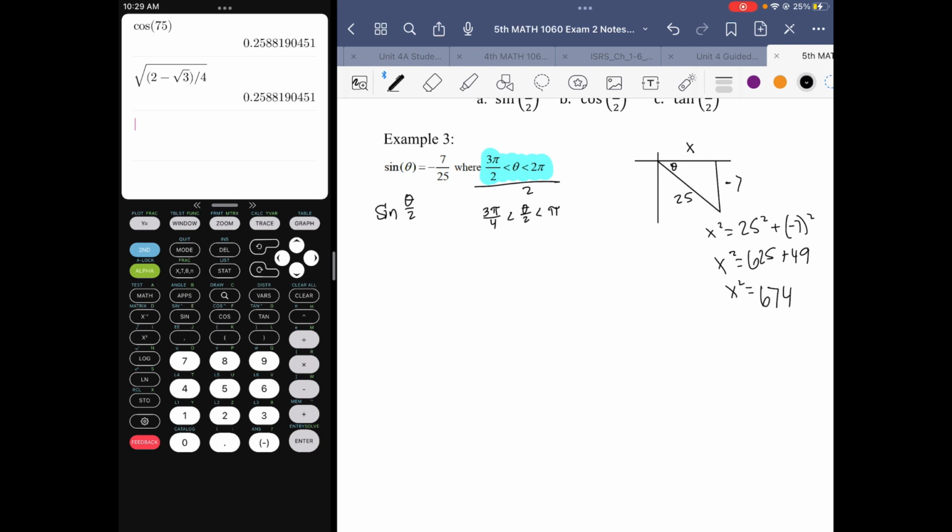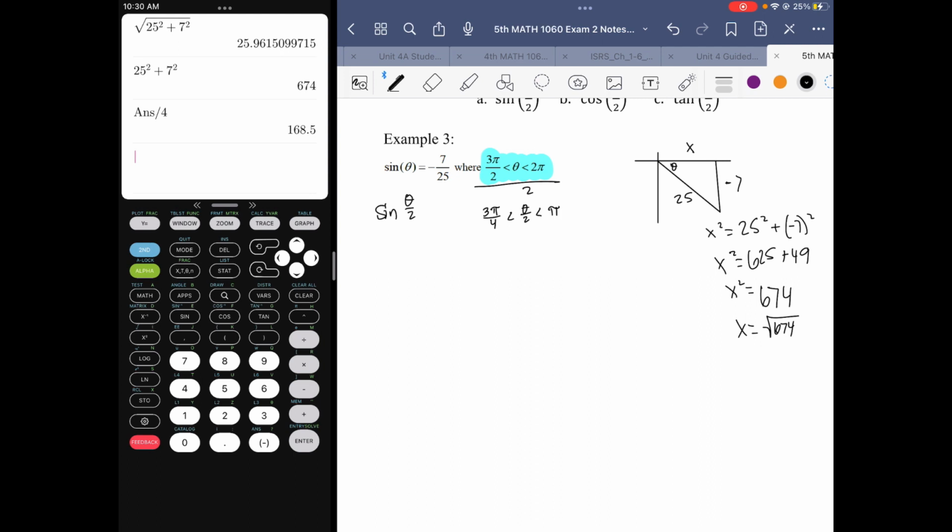So that's 674. I don't know why I'm doing this the long way. We could do this a much shorter way. Okay. I don't really want a decimal approximation though, so I am actually going to backtrack a little bit here and find out what this is. So yeah, x should be the square root of 674.